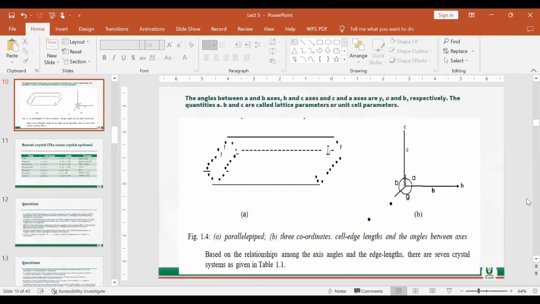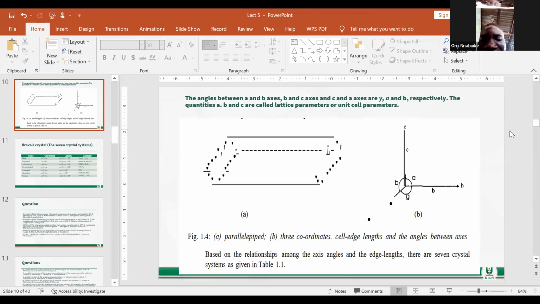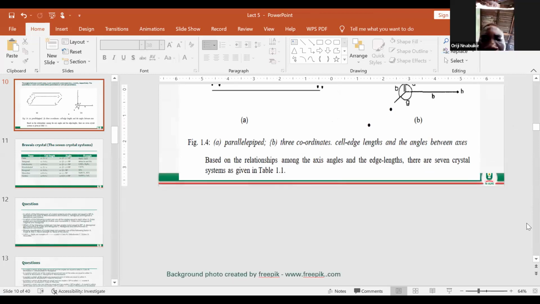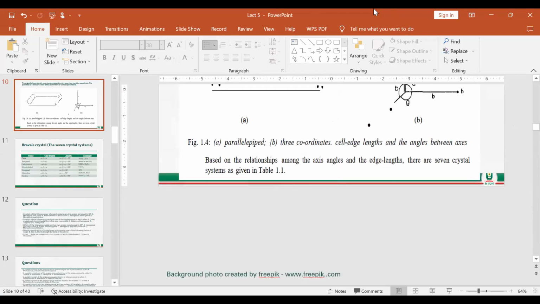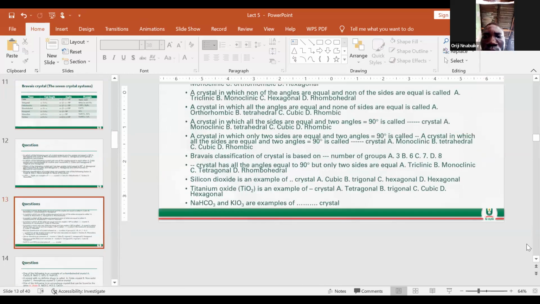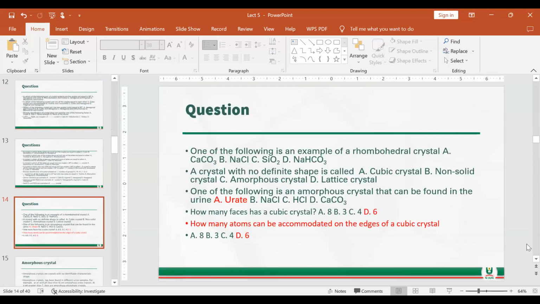So do you understand it a little bit more than what you needed? Yes, sir. Okay, so we move on. We're just creating some questions based on this. So we move on. One of the following is an example of rhombohedral crystal.